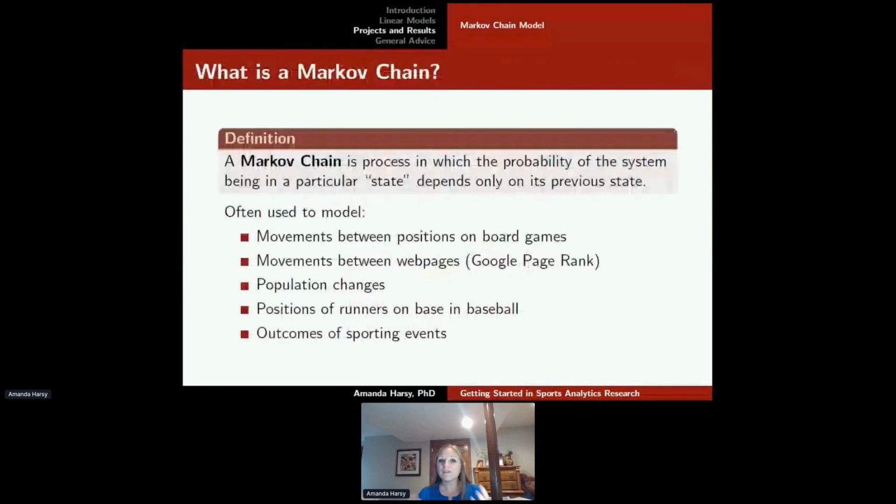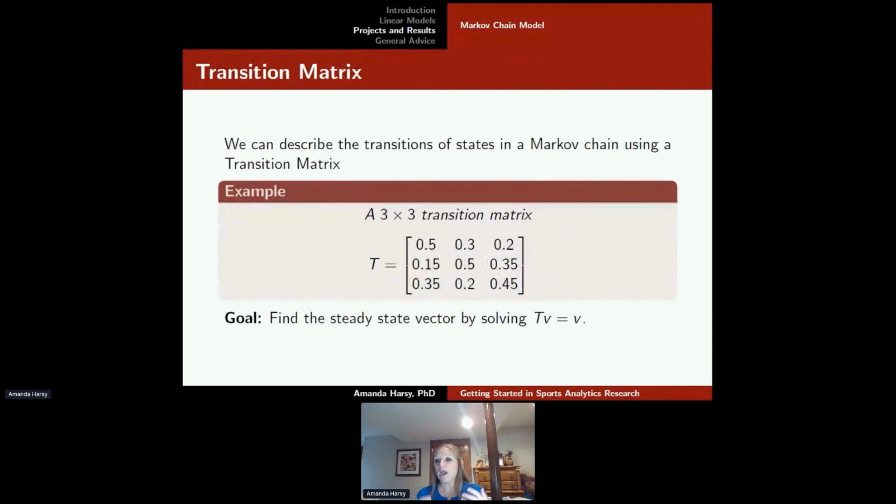So what is a Markov chain? A Markov chain is a process where the probability of a system being in a particular state depends only on the previous state. This is used a lot to model movements of board games and population changes. You represent this through a transition matrix, which will tell you that, for example, the probability of moving from state 2 to state 1 is 30%.